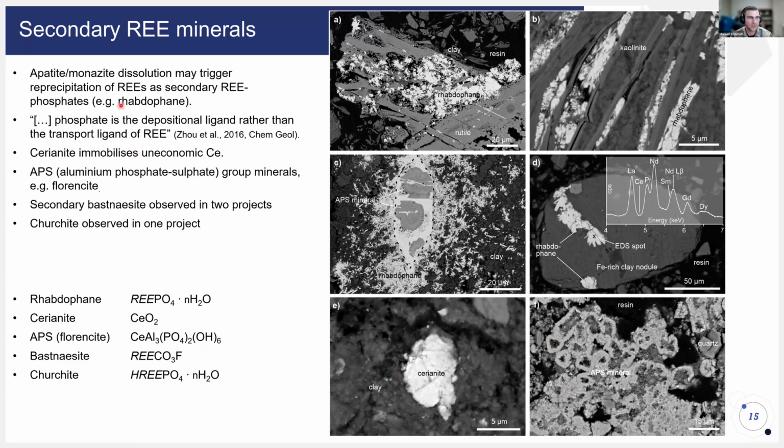Maybe quickly coming back to the rhabdophane. So rare earth and phosphate, they don't really like to be in solution together. So whenever apatite dissolves or monazite dissolves or another rare earth mineral dissolves next to apatite, and you bring them both into solution, then secondary rare earth phosphates precipitate. That's a quote I quite like: phosphate is a depositional ligand rather than the transport ligand of rare earth. So that's why we see a lot of rhabdophane, or at least secondary rare earth phosphates within those deposits.